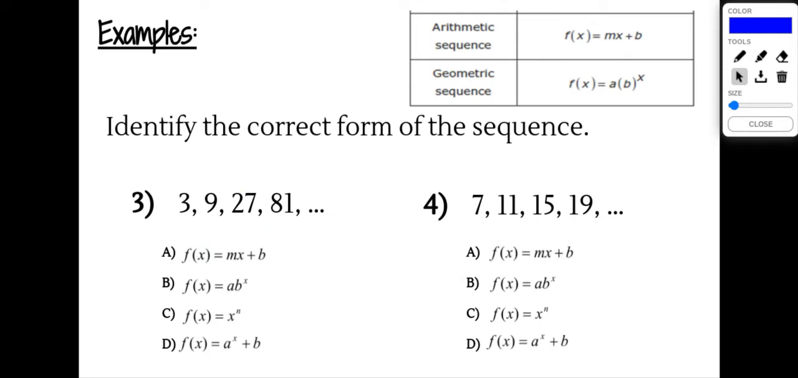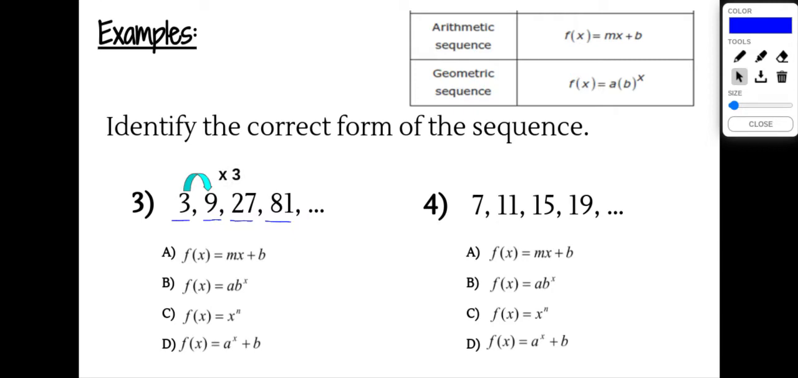Okay, let's take a look at number 3 and 4. Here we're being asked to identify the correct form of the sequence. So let's look at the first one, 3, 9, 27, and 81. What's happening to get to the next number in the sequence? It's growing. Do you see how it's tripling? It's multiplying by 3.